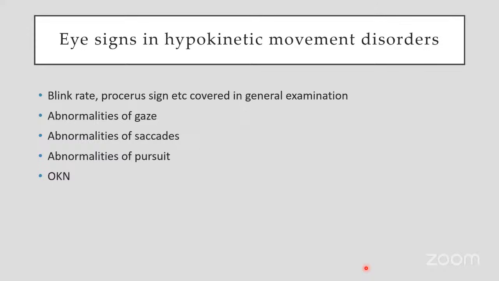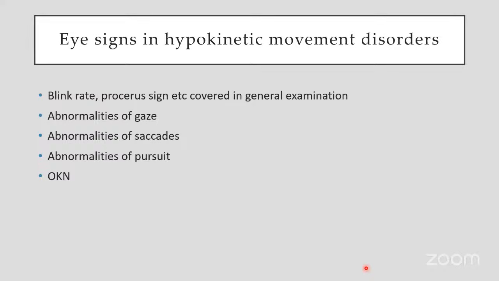So for the eye, there is a decreased blink rate, as we discussed already. Myerson's sign will be positive, and abnormal gaze is seen mainly in PSP. Vertical gaze restriction will be there. Actually, as age progresses, upward gaze may be slightly restricted in everyone, but downward gaze restriction is more typical of PSP. And there will be abnormal saccades.